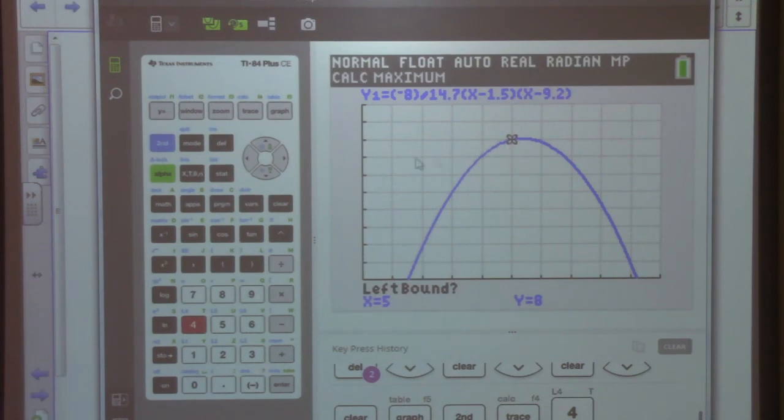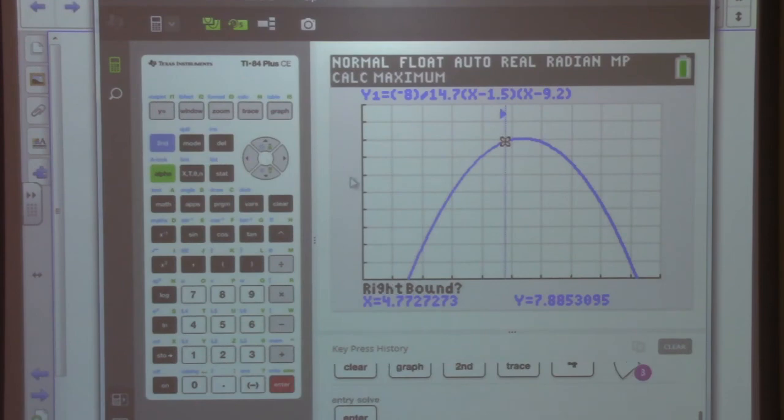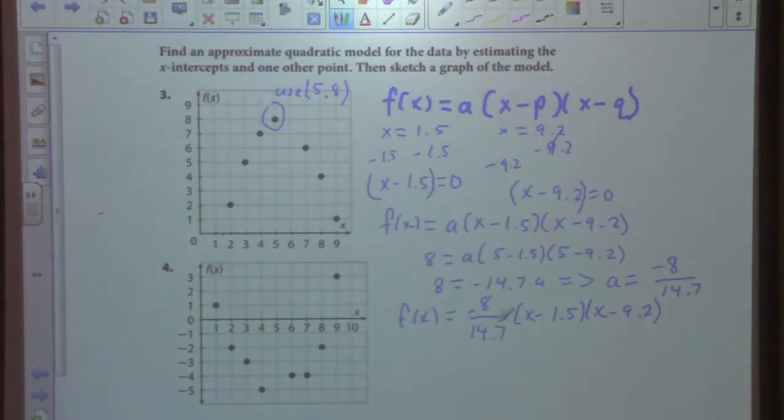And it has this little cursor here. It says left bound, press enter. And we go to the right, press enter twice. So we get at 5.35, we have a maximum of about 8.07. So it's going to be just right over here. So the thing's going to look like this.